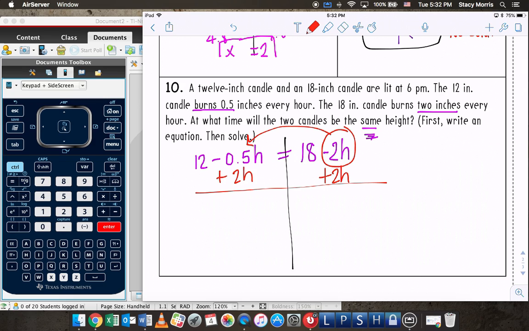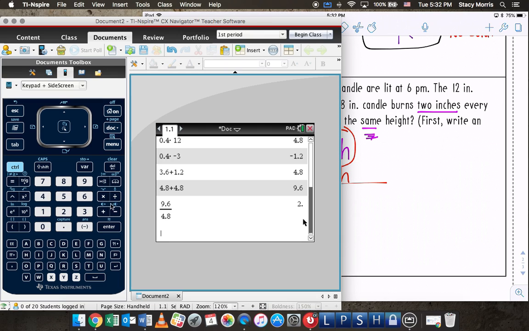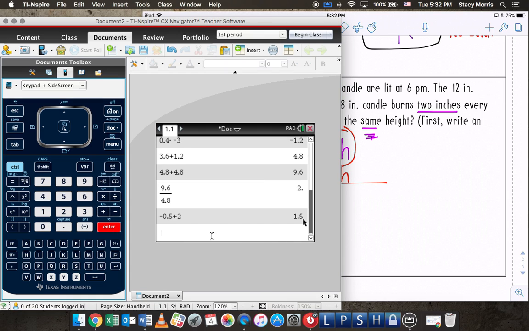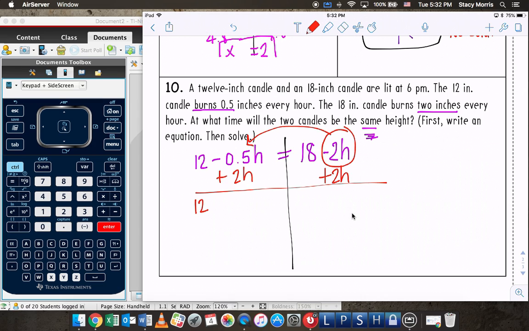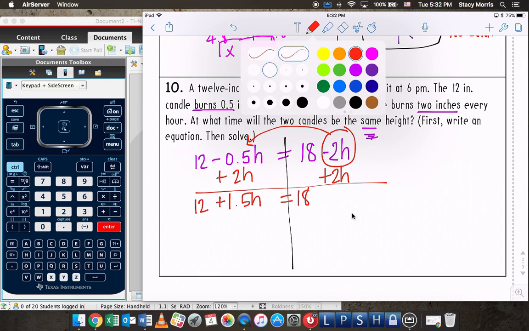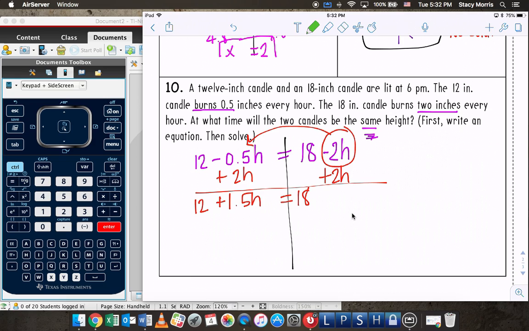All right, we're going to have 12 left there. If you need to use a calculator, please do this right here. We have negative 0.5 plus 2. Hopefully you know that, but just in case, negative 0.5 plus 2 is going to be 1.5. So plus 1.5h equals 18. So we got all of our variables to one side. Now we're going to get our constants to the other side. So our variables are here, so we want to get this 12 to the other side.